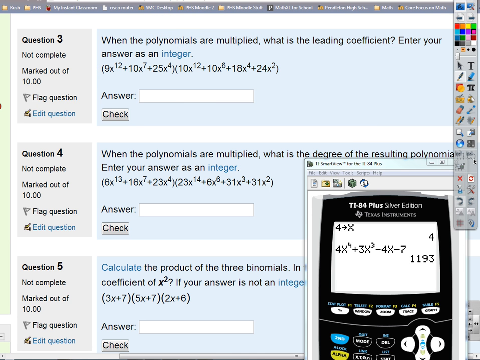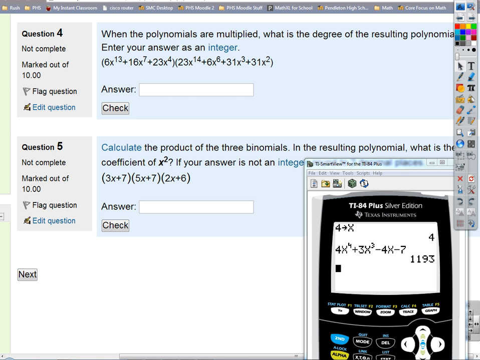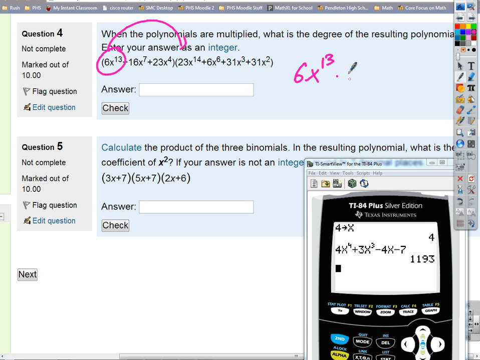Okay, what about this? Now, the same kind of question. This time they want to know what's the degree of the resulting polynomial if I multiply these out. Biggest power of x. When you just add those to 14, that's the answer. Same thing we just did, only this time, instead of wanting the coefficient, we want the power of x. So we're going to take the biggest term here, distribute it to the biggest term here. Gives us 6x to the 13 times 23x to the 14th, right?